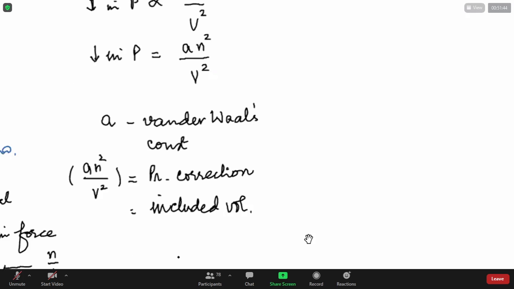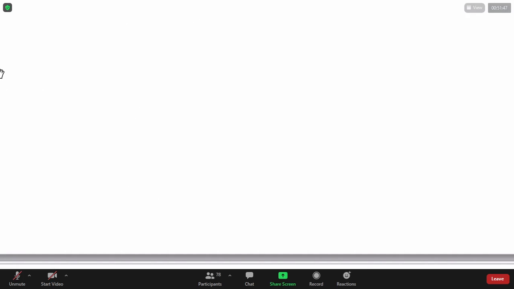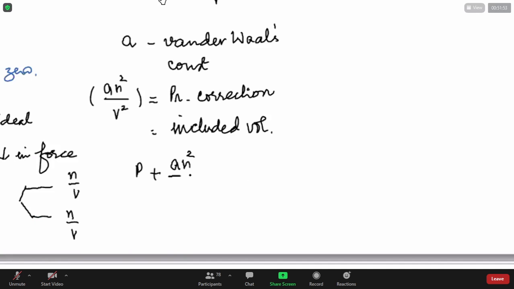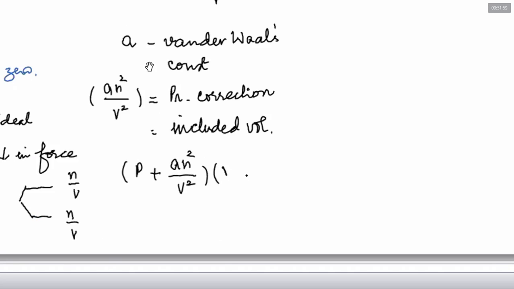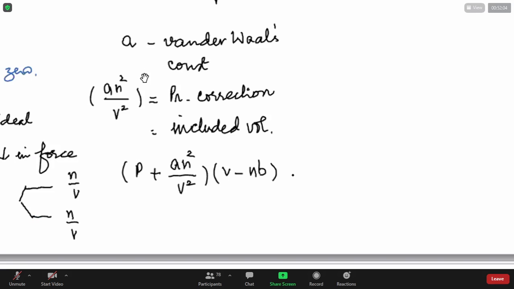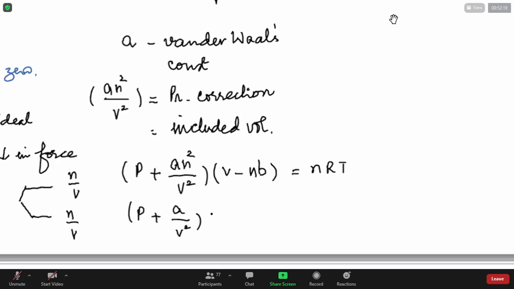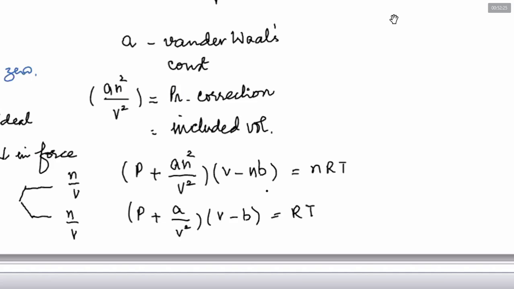Okay, now how will the new equation be formed? Let's go, sir. P plus A n square by V square into V minus nb is equal to nRT. Sir, I want it only for 1 mole of gas. For 1 mole of gas, how to proceed? Very simple. P plus A by V square into V minus b is equal to RT. This is known as the van der Waals equation.